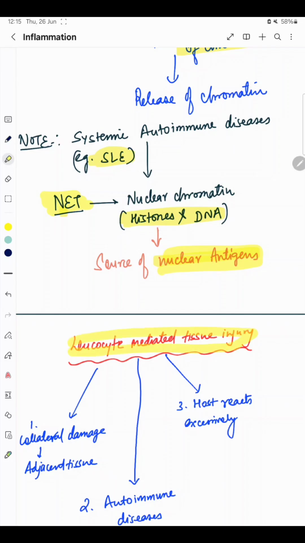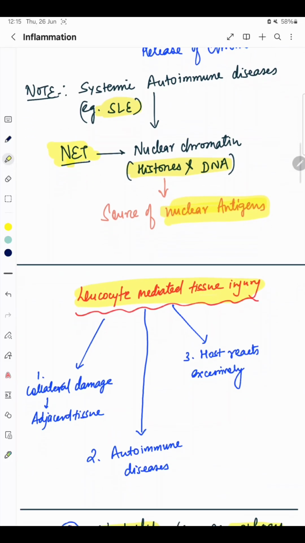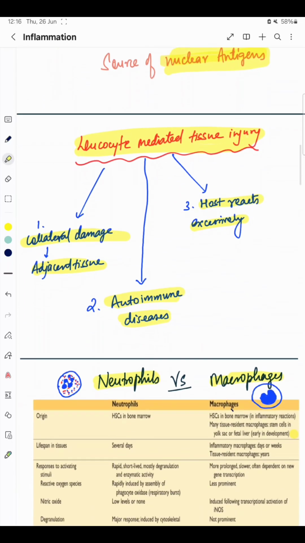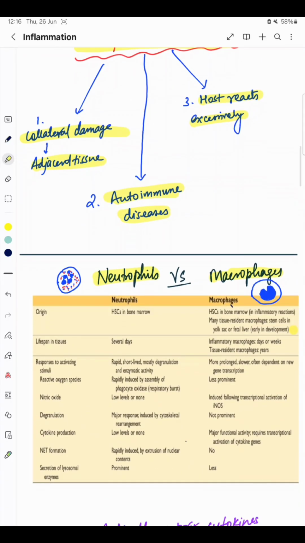Leukocyte-mediated tissue injury. If there is inflammation and leukocytes are recruited there, they will cause collateral damage to the adjacent tissue. They might cause an autoimmune disease, or the host reacts excessively, which is seen in hypersensitivity reactions. This is the difference between neutrophils and macrophages, which we have already discussed in one of our videos.